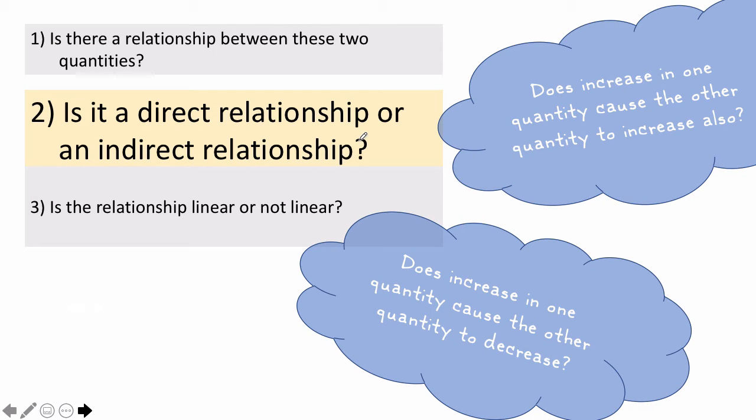Question number 2. Is this relationship, and we only ask this if the answer to the first one is yes, a direct relationship or an indirect relationship? One way of thinking about that is, does an increase in one quantity cause the other quantity to increase? Or alternatively, does an increase in one quantity cause the other quantity to decrease? Let's look at some examples.